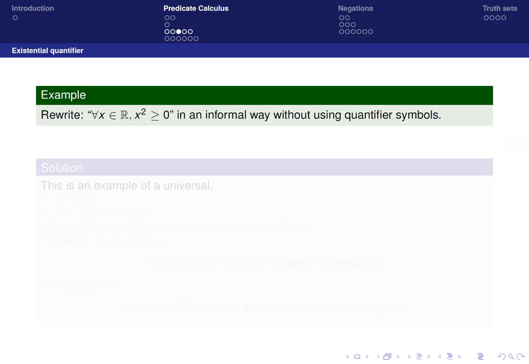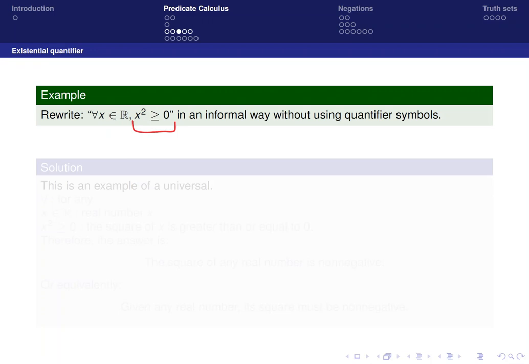Let's try it again one more time. In this case, though, we're going in the opposite direction. We have symbols, and we would like to rewrite it without these quantifier symbols, basically in words. So it's saying for all x belongs to R, this is the symbol for all, this is the symbol for belongs to, so for every x in the real numbers, x squared is greater than or equal to 0. That is the predicate.